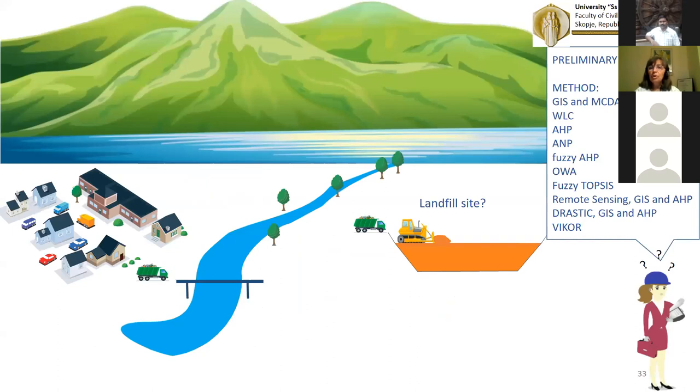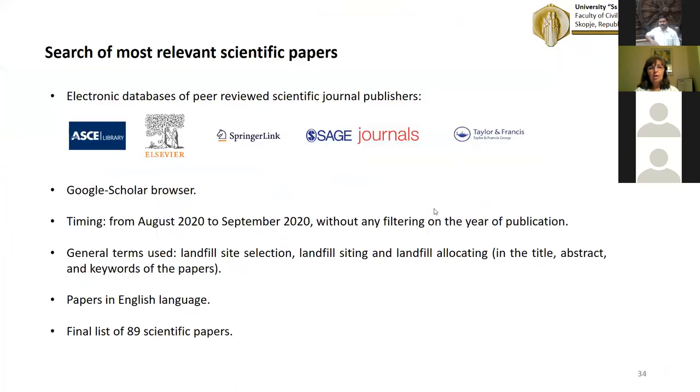Well, the most important question is, in the preliminary assessment, which method to apply? Is it going to be GIS and multi-criteria decision analysis? Is it going to be weighted linear combination? Or is it going to be analytical hierarchy and analytical network processes, maybe ordered weighted average or fuzzy analytical hierarchy processes? So to answer this question, research has been performed of the most relevant scientific papers.